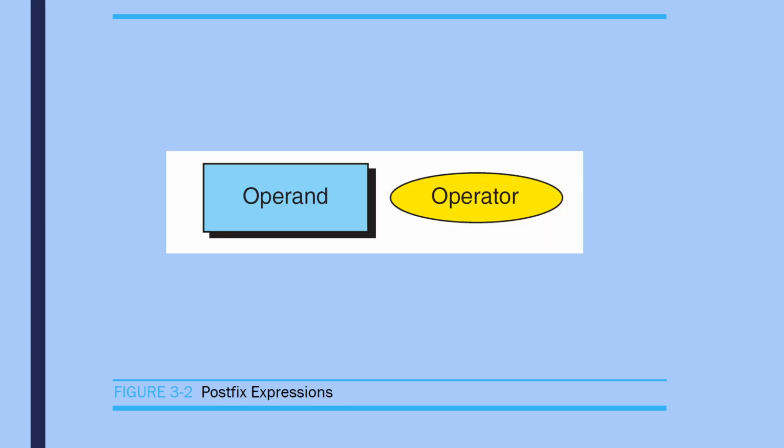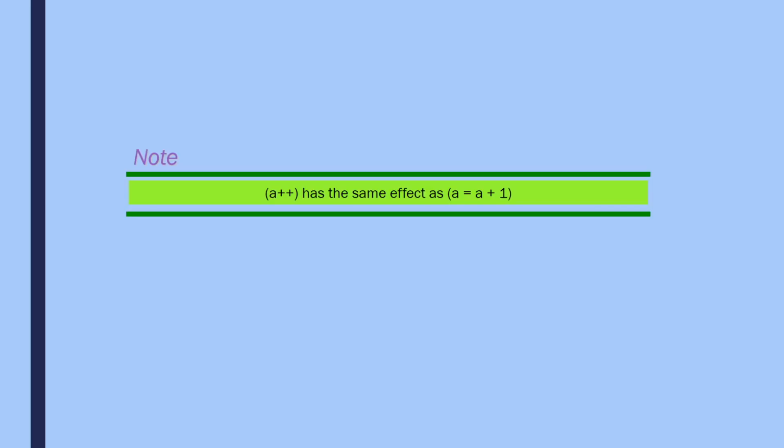The postfix expression will look like this. We have the operand, and after the operand, we have the operator, just like a plus plus. Postfix because, from the word post, the operator is found at the end or right after the operand. Take note that a plus plus has the same effect as a is equal to a plus 1.